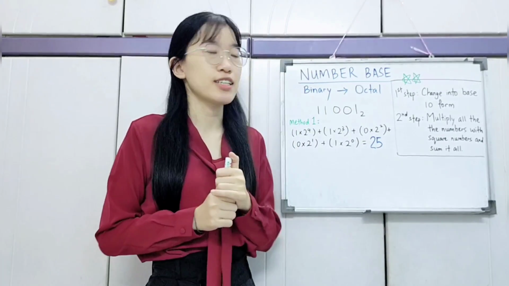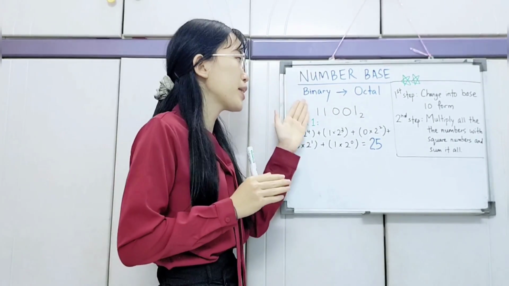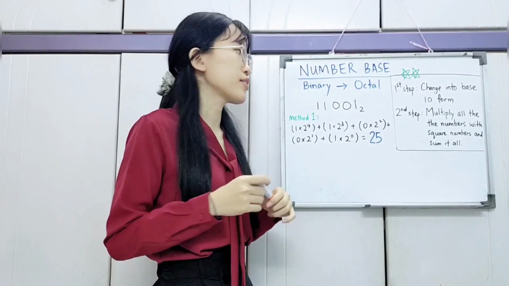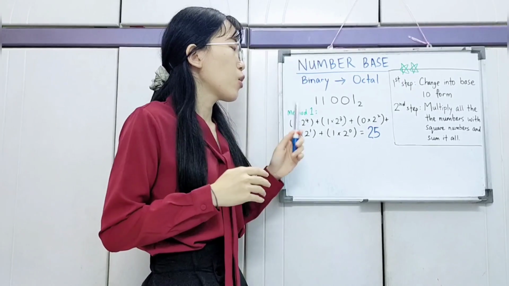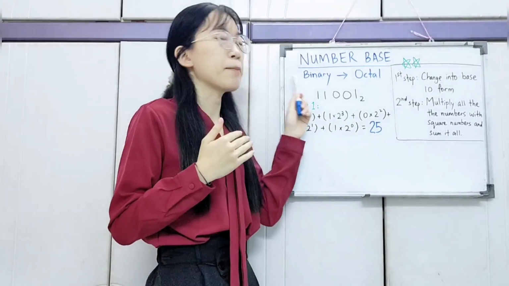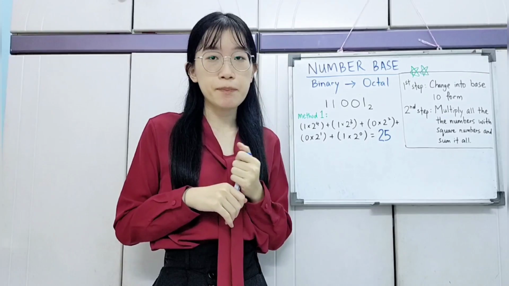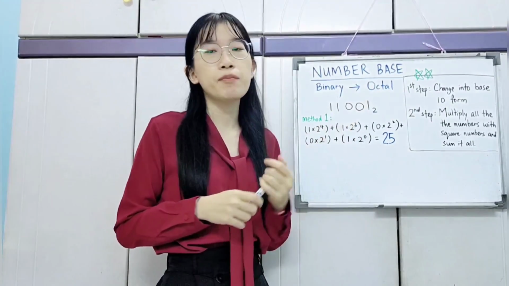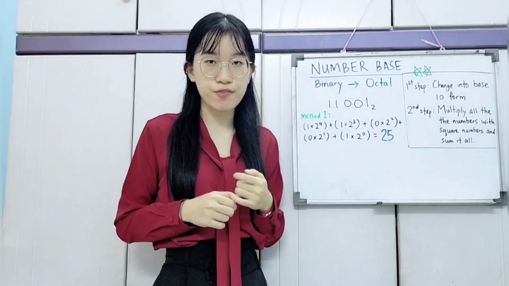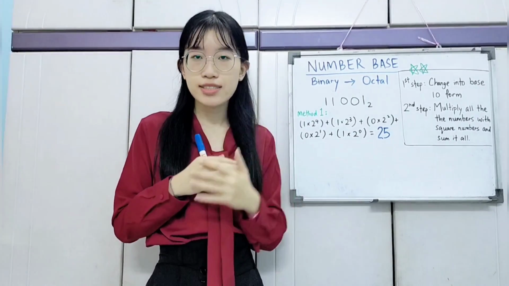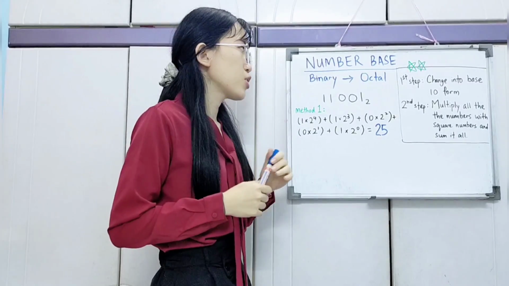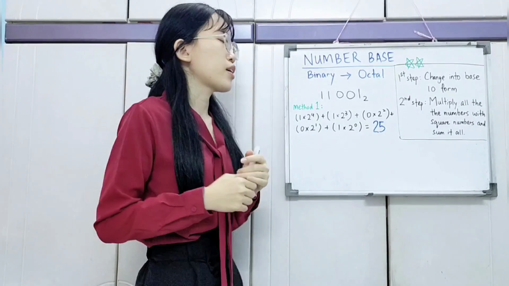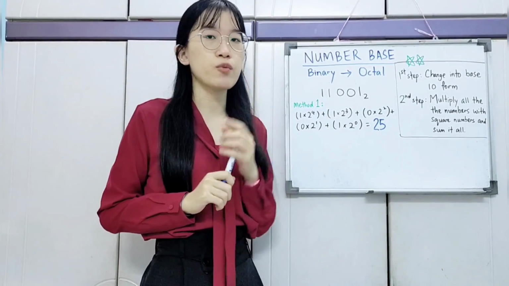Which is number base. So how to convert a binary number into an octal number? Before we start, let us know what it means by binary number. A binary number is a number in base 2 form, whereas an octal number is a number in base 8 form. For your understanding, there are two methods to convert a binary number into an octal number. First of all, I will show method 1.